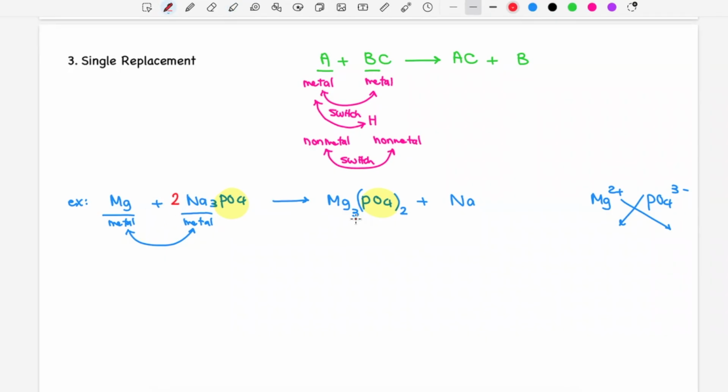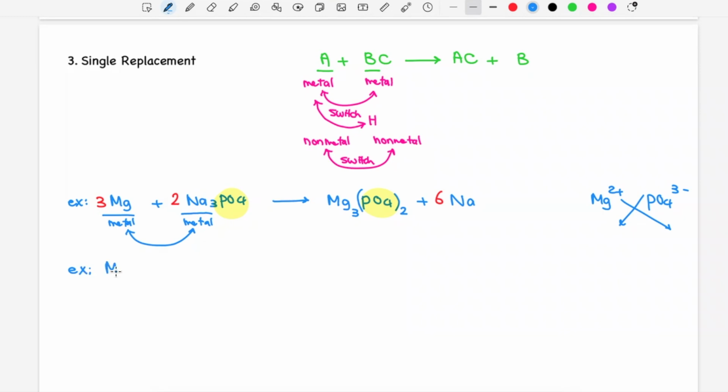Now my magnesium, there were 3 of them on the right, so I put a 3 over here. And then last is sodium. There are 6 sodiums on the left, so I put 6 over here on the right. And this way we balance the equation. So this was the case of a metal switching with a metal in the compound.